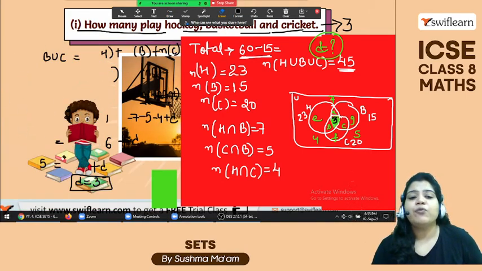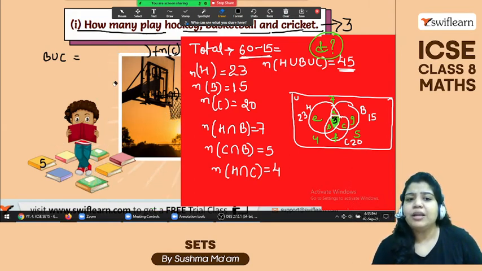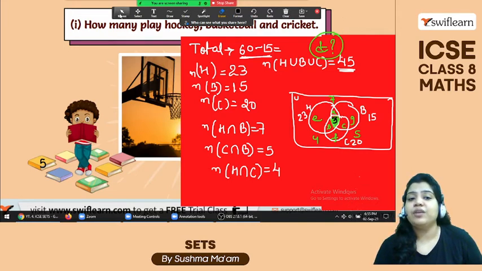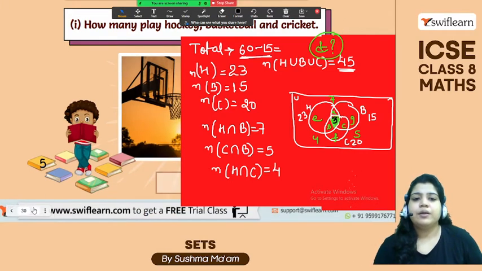These types of questions actually come in exams. It is an easy thing, but you may get the question for 6 marks, 5 marks or 4 marks. This type of question comes, and it is really easy if you are using a Venn diagram. Now come to the next question.